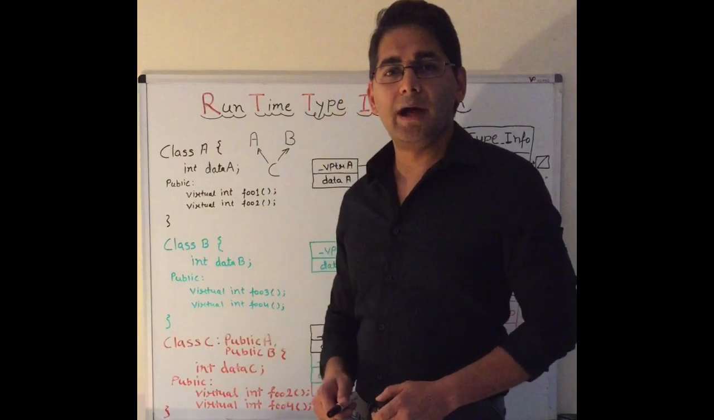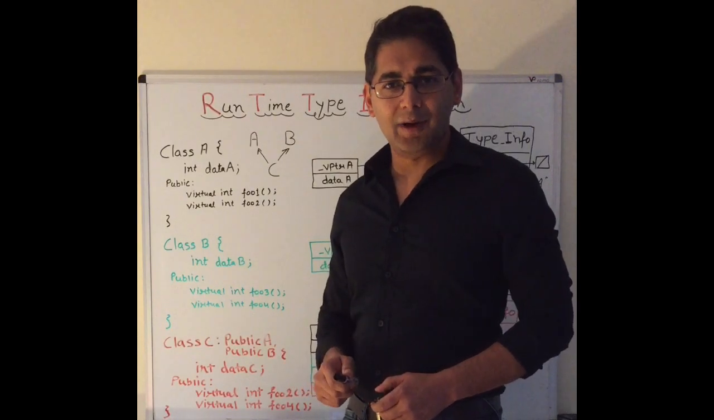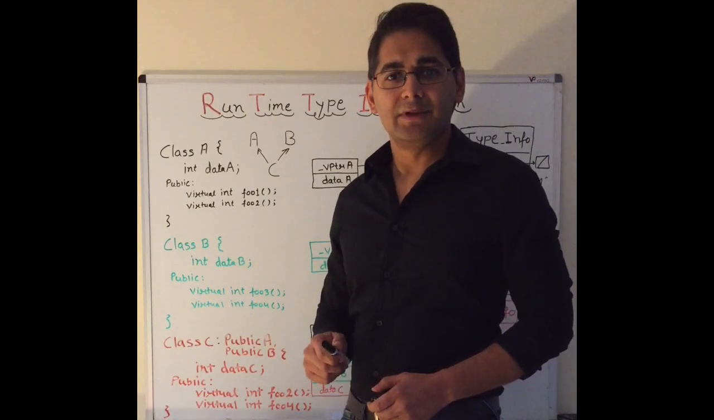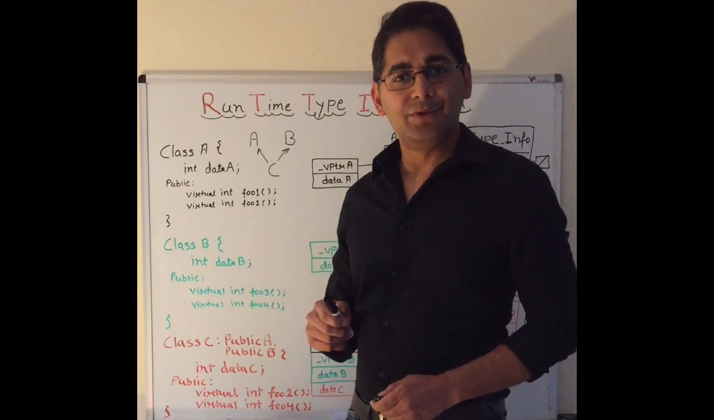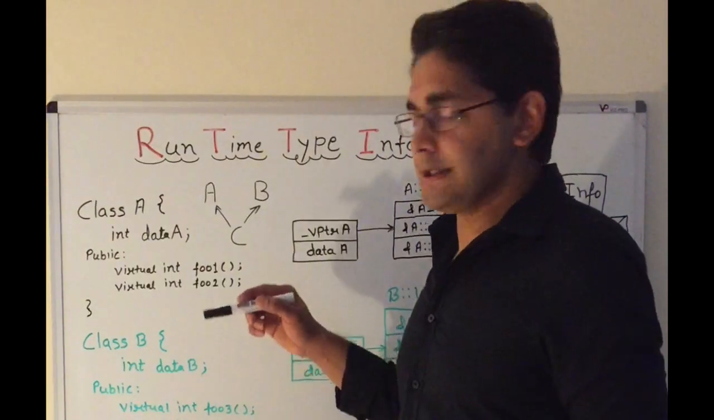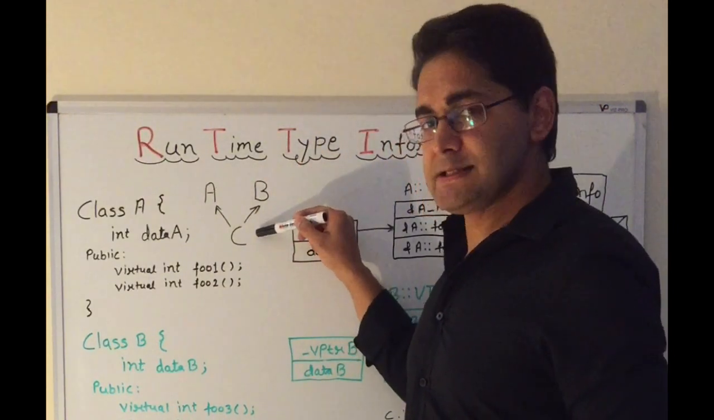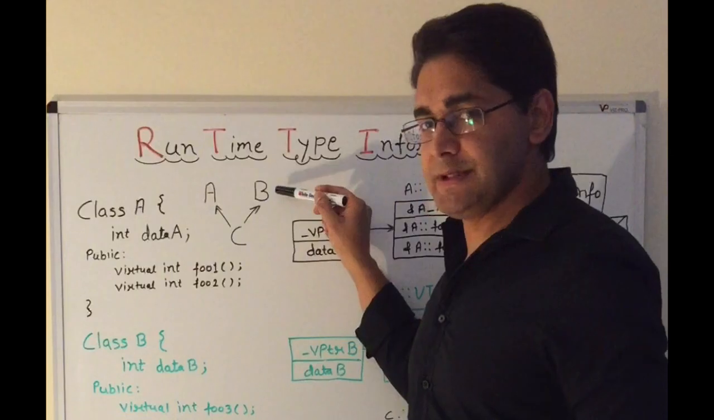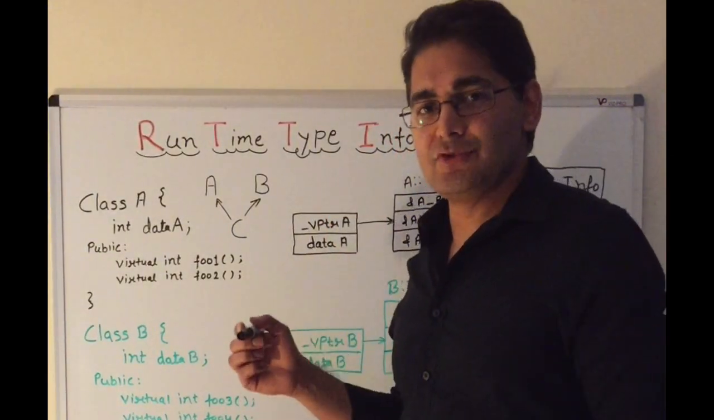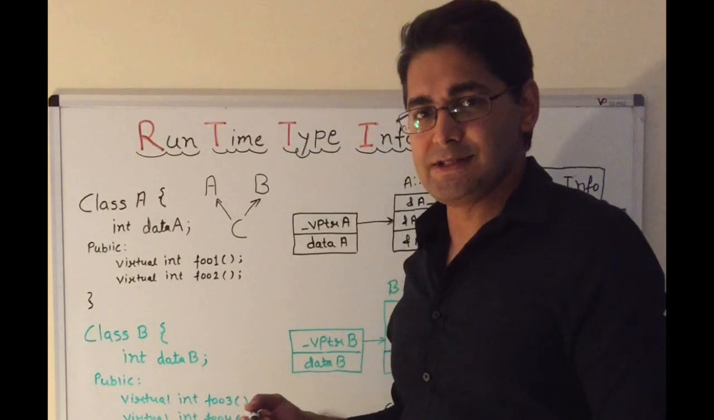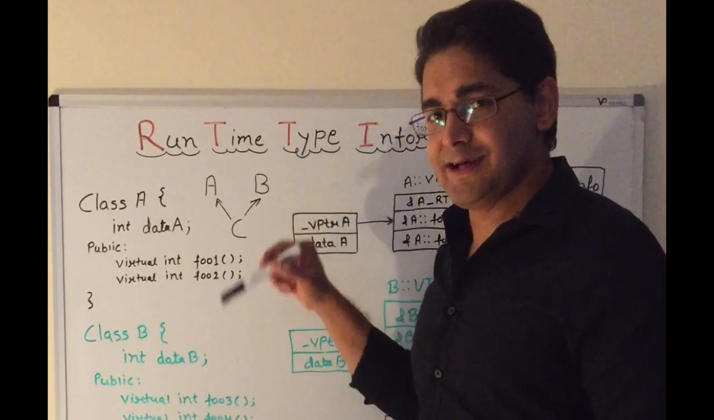Let's take an example how RTTI uses type information stored in objects by the compiler to determine at runtime the actual type of an object pointed or referred to. In order to demonstrate it, I am going to use this class relationship where class C is derived from class A and class B. In order to use RTTI, your inheritance graph should be polymorphic, which means you should at least have one virtual function in your base class.